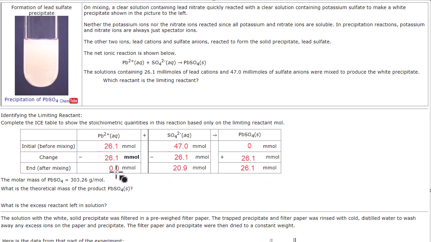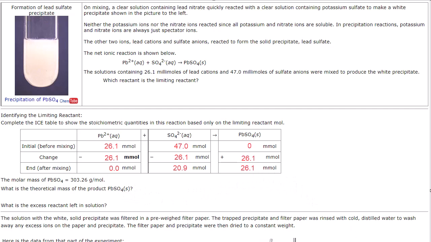Okay, this is at the end. When we're done, left in this test tube will be no lead, or not a large amount of lead, and some leftover sulfate and our solid that's produced. Now, they give us the molar mass here of our lead sulfate, so we can figure out this mass because they gave us the molar mass. We know moles times molar mass gives us grams, stuff that we can end up weighing.